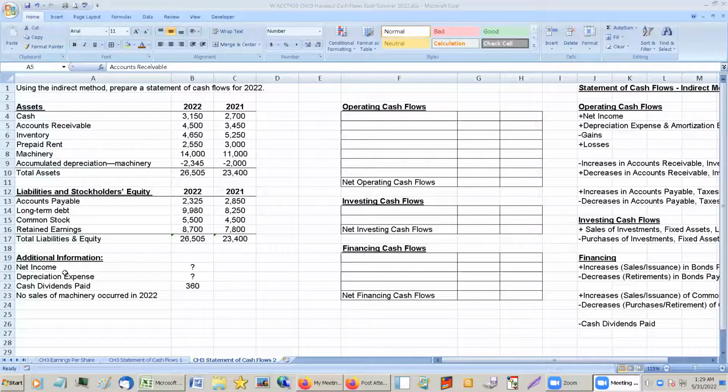And the reason I'm doing this is not because I would do it this way, but that's the way that they show it in the book. That's the problem. So I'm going to show you how you kind of figure this out. There's a couple of missing numbers here.